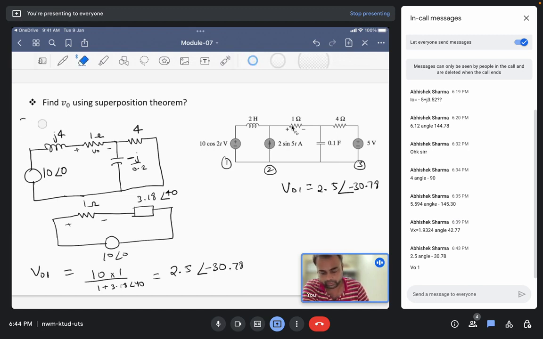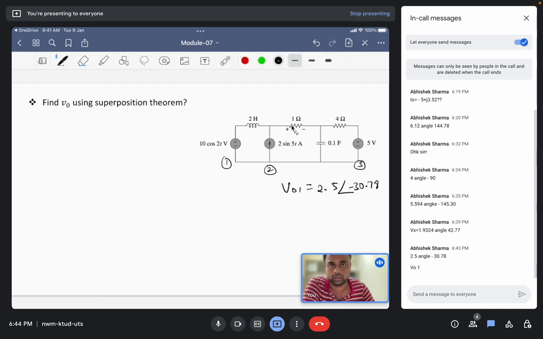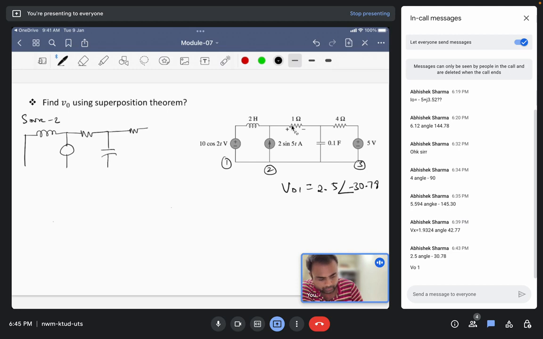Now similarly we have to consider source 2 and again draw the equivalent circuit. Since you have to use the superposition theorem, this is taking a lengthy way to solve, but the examiner has asked to use the superposition theorem, so that is why we have to use it. So let us calculate V0 for source 2. For source 2 the voltage source will be short circuited. We have an inductor and a current source, we have a resistor, again a capacitor, and finally this is the circuit.